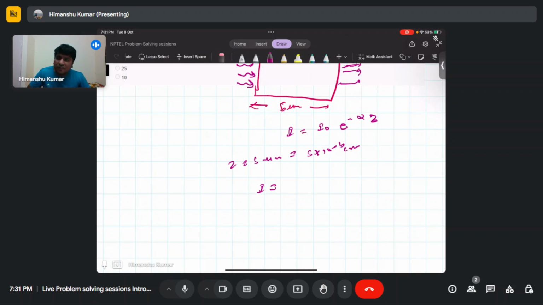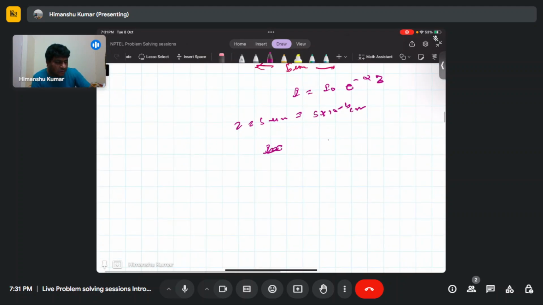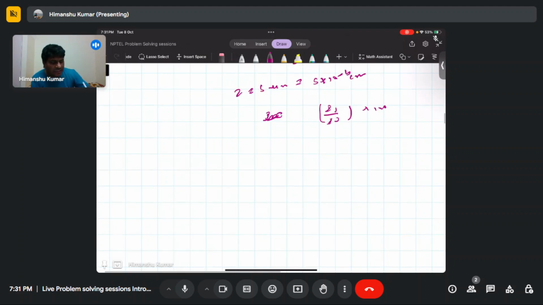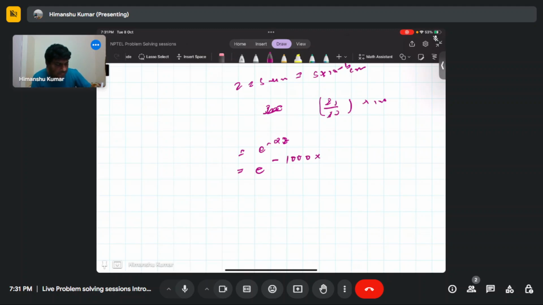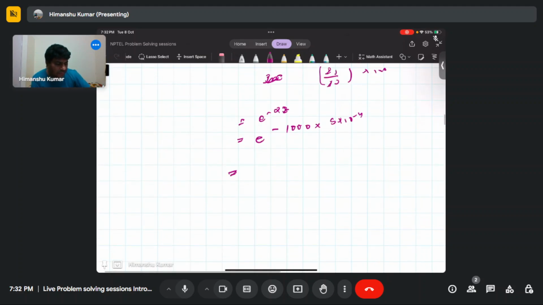So these many photons are ejected out, and you can calculate the efficiency just by calculating this I by I naught ratio times 100. You will get the efficiency. That equals exponential of minus alpha times z, which is exponential of minus 1000 times 5 into 10 power minus 4 centimeter. So this will become exponential of minus 0.5, or exponential of minus 1 by 2, which is around 60%.